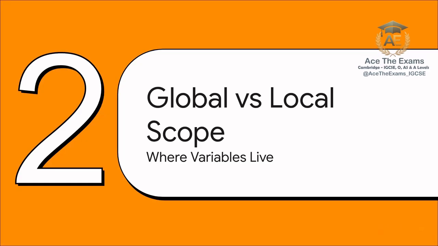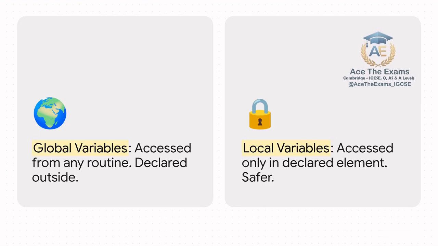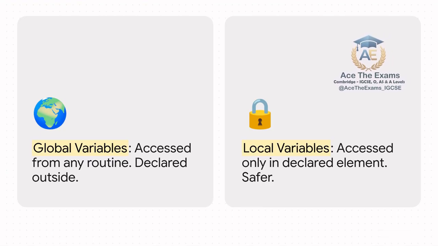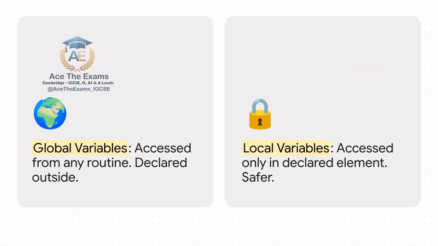Section 2. Global versus local scope. Now we're escalating the stakes a bit, because this is the exact tricky mechanic where our earlier student lost their marks. Scope dictates where a variable lives and who is allowed to talk to it.